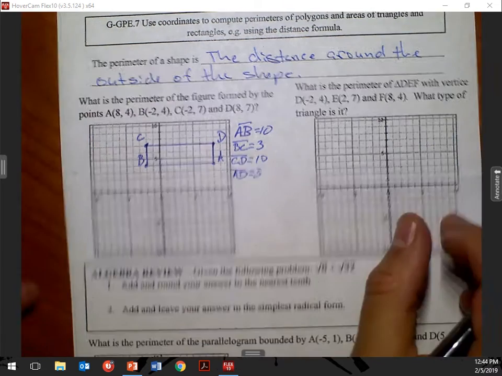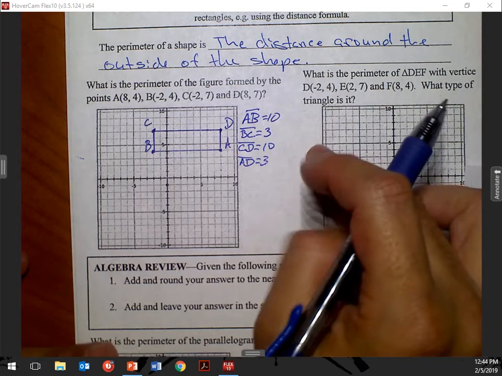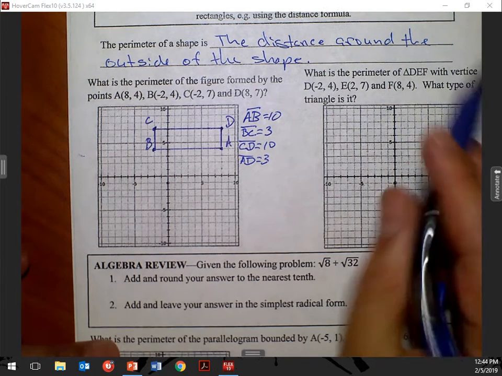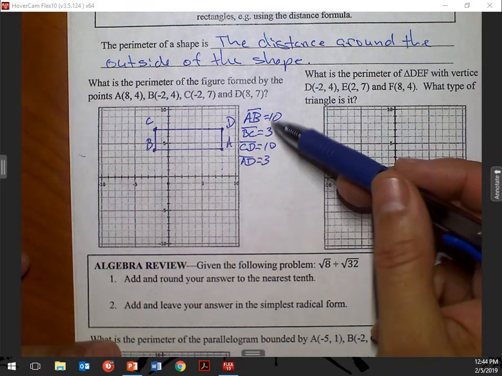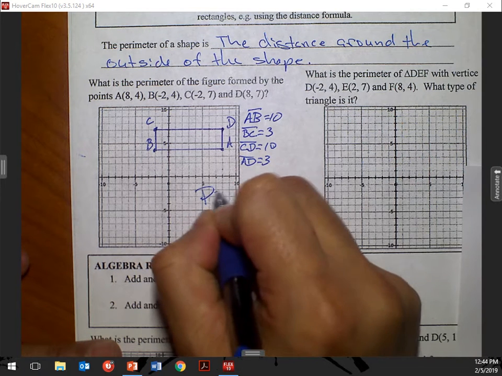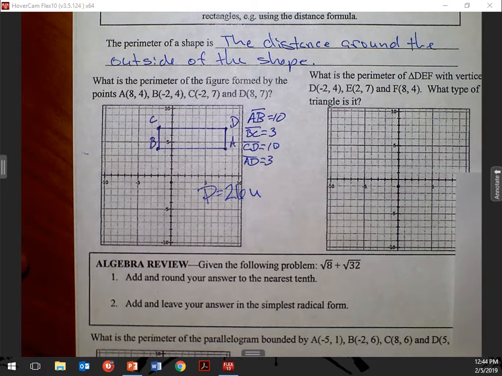There we go. So now, to figure out the total distance around the outside, I would do what with these numbers? I would add them all up, right? So 10, 10, 3, and 3 is going to give me 26. So my perimeter is 26 units. Yep. That's just perimeter. That's it. That's easy.